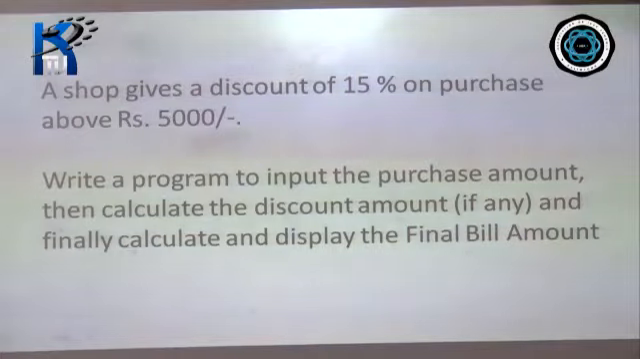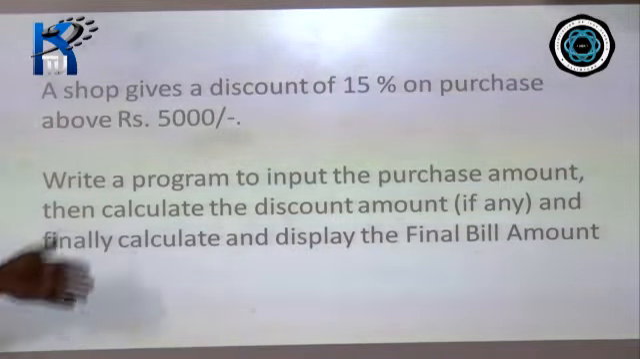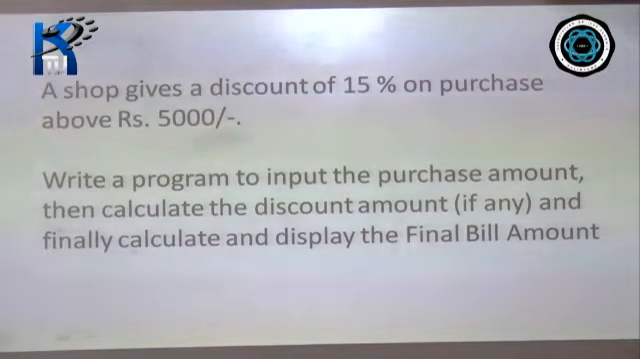Okay. So we need to write a program to input the purchase amount, then calculate the discount amount, if any, means obviously if the purchase amount is more than 5,000, then the discount comes into play. Otherwise, there is no discount. And finally, we calculate and display the final bill amount. Okay? Clear? Good.